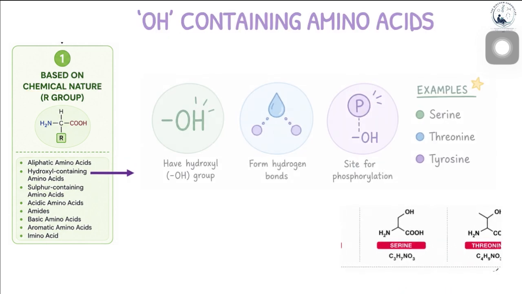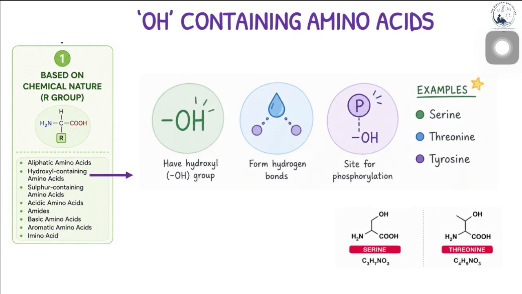So next is hydroxyl containing amino acids. So hydroxyl means the OH group. Okay. So they can form hydrogen bonds, and in this OH there can be a phosphorylation that can happen. So the examples are serine, threonine and tyrosine. Here tyrosine, you can also remember it is an aromatic amino acid. Okay. So the main ones are serine and threonine. Along with that tyrosine, which is both a hydroxyl and aromatic amino acid, is present.